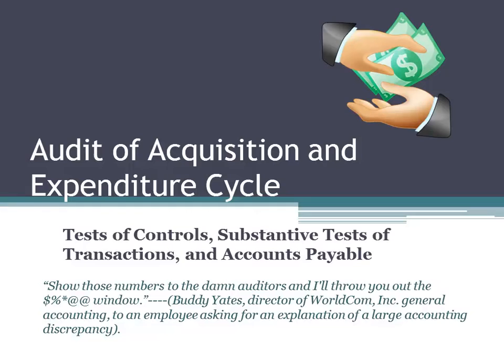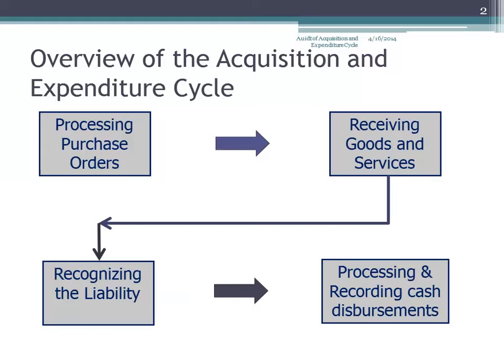And so, again, the overview of the acquisition and expenditure cycle is you process purchase orders, you receive those goods and services. Once you receive those goods and services, you recognize the liability, and then you process and record the cash disbursements after receiving it. Whereas with the sales and collection cycle, what triggered recognition of revenue was actually shipping the goods or performing the service. Here, with the acquisition and expenditure cycle, what triggers the recognition of a liability is when we actually receive the goods or the services, right? So the receiving report becomes very important with respect to recognizing the liability. It takes on the same importance for recognition that the shipping document took on in the sales and collection cycle.